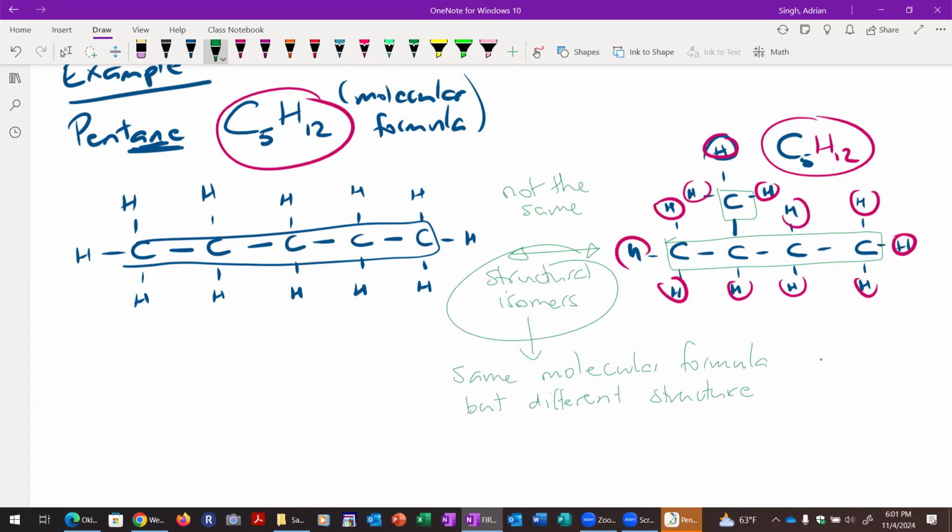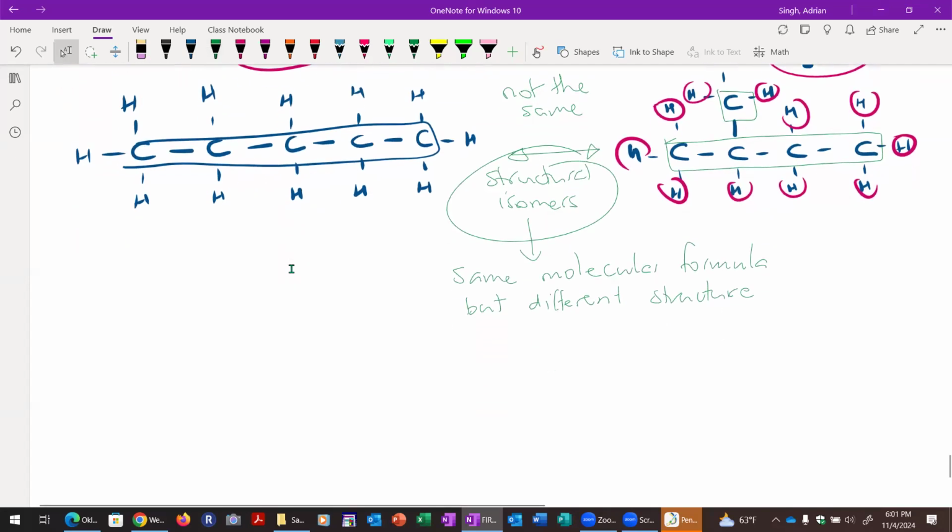You can probably imagine there's another one we can draw. Instead of having four in a row, maybe I have just three in a row, like this, and then I put a branch coming off of the middle one, and maybe another branch coming off of that same middle one. Then I fill in my bonds to H's, like so.